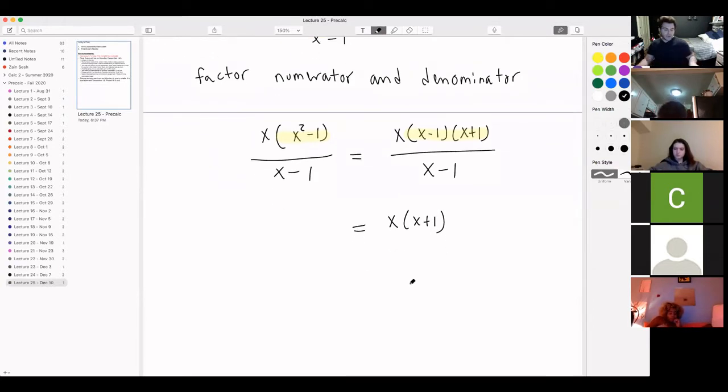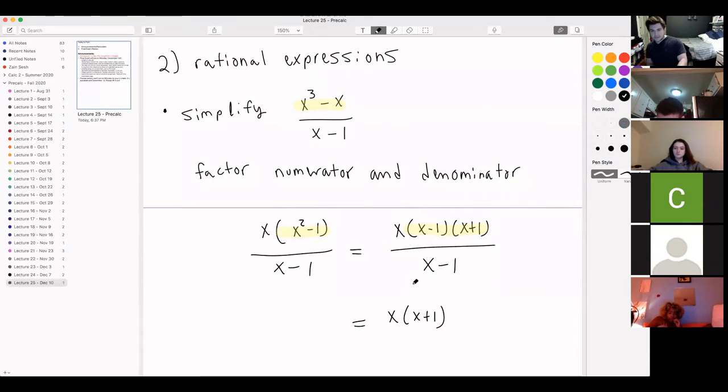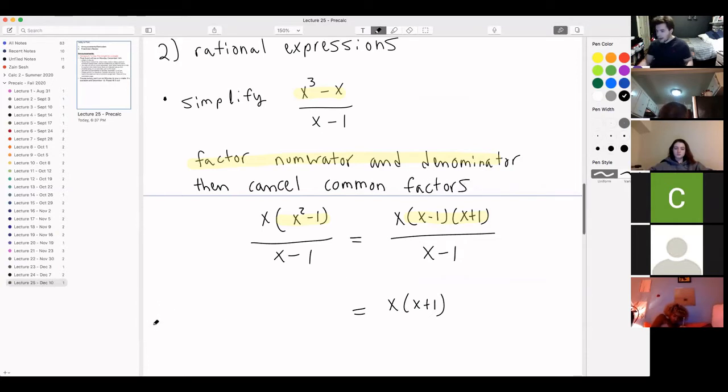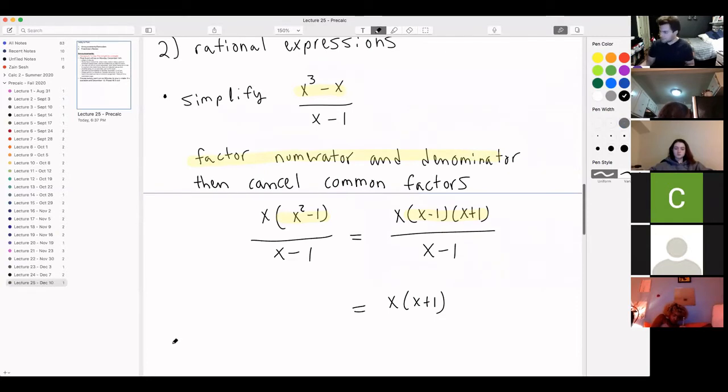All right, so basically this is the technique. You just factor numerator and denominator and then cancel common factors. That's it. All right, so we need to use our methods of factoring. All right, good. So any questions?